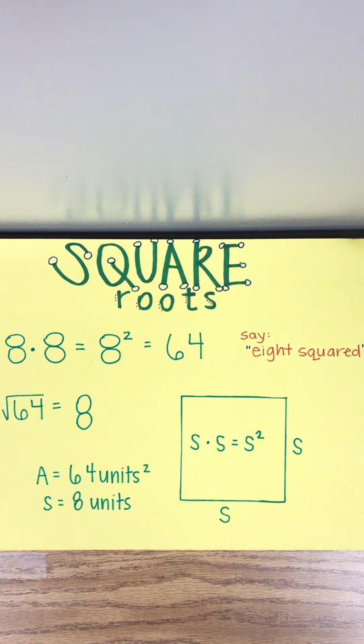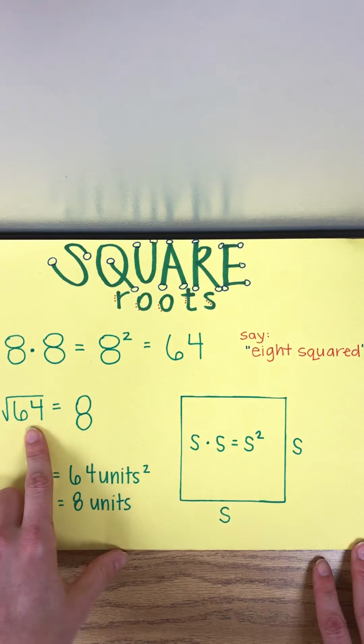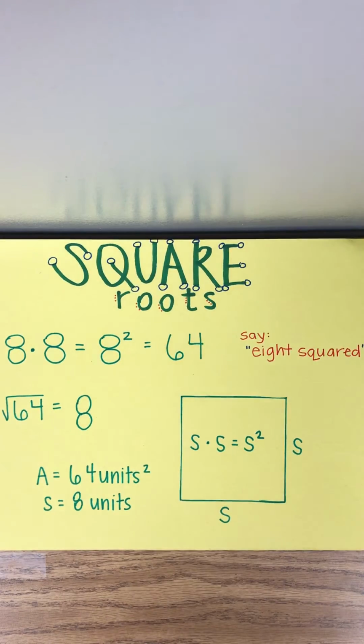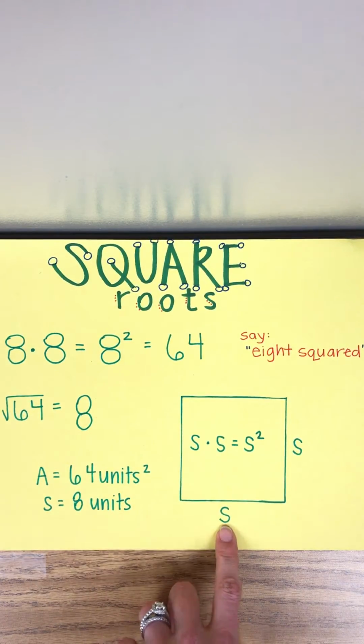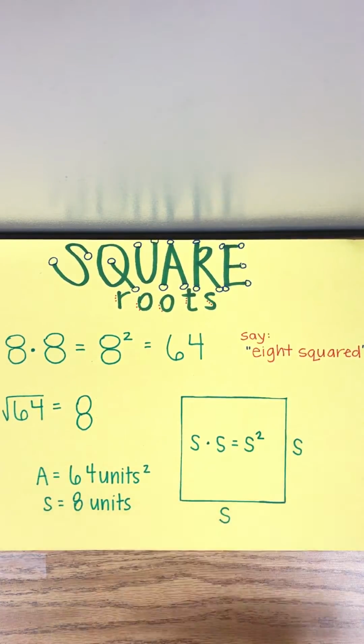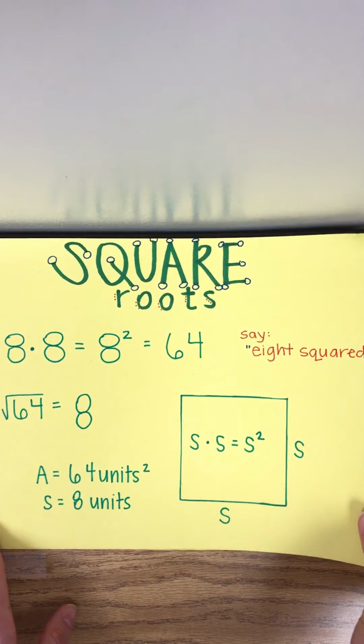Here we have an example of square roots. When you multiply a number by itself, you are squaring the number. To undo this, you're going to take the square root of the number. Think of squaring as finding the area of a square. Side times side is equal to side squared.